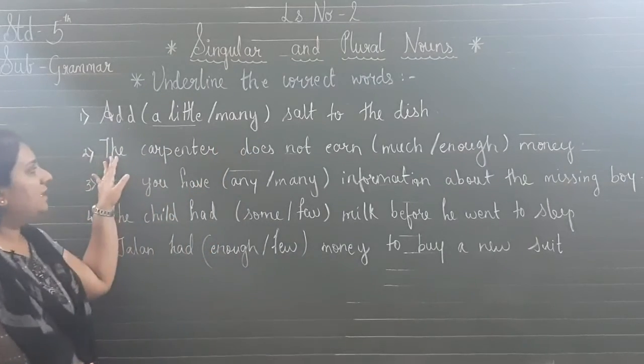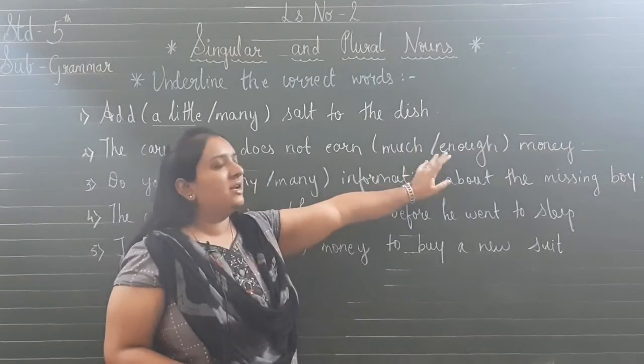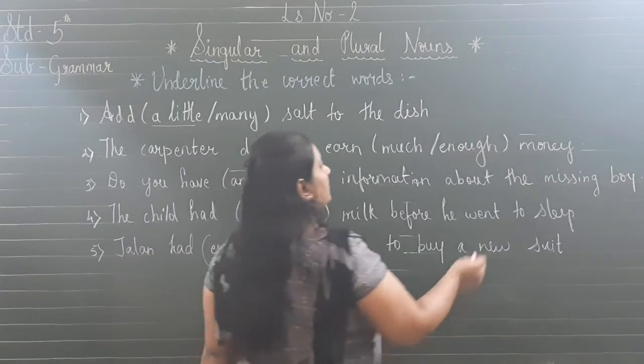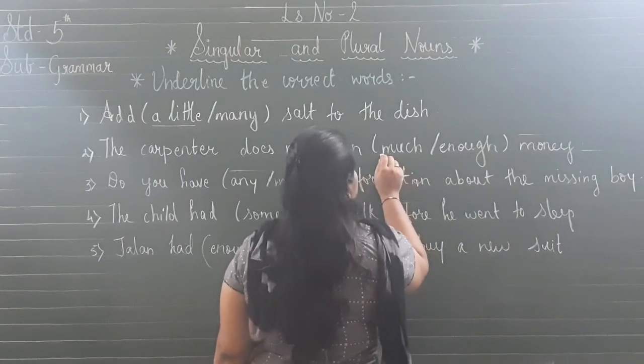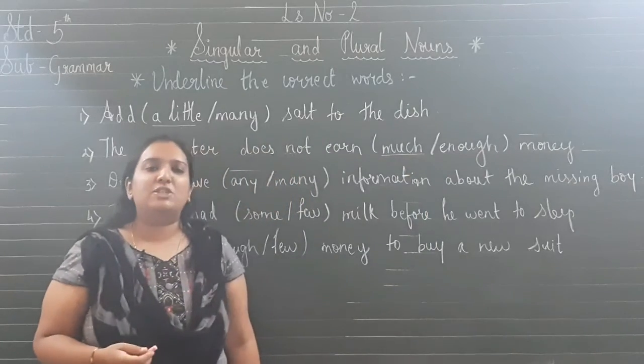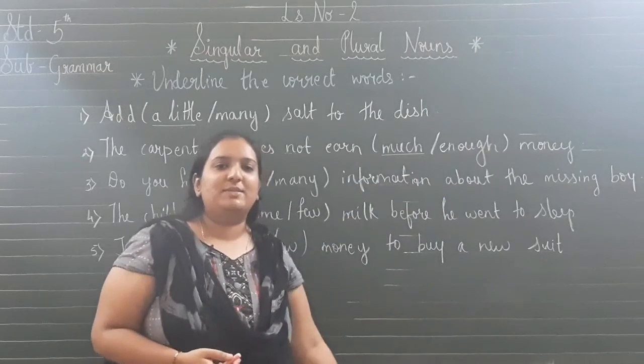Look at the second one. The carpenter does not earn much money or enough money. Now as you know, money is an uncountable noun. For uncountable nouns we use much. The carpenter does not earn much money, and enough is used for countable nouns.